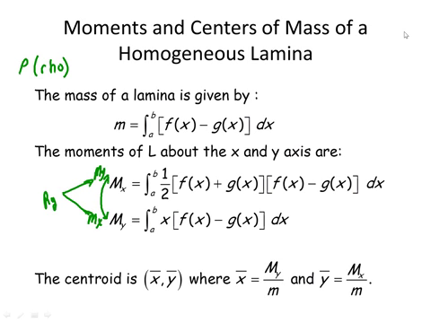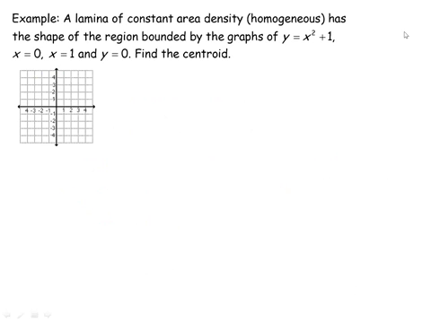Any questions? Let's try it. All right, so you have a lamina of a constant area density, which means the rho is going to cancel out. Anytime it says constant area density or homogeneous, rho is going to cancel out. Density does not matter. It has the shape of the region bounded by the graph of y equals x squared plus 1, x equals 0, x equals 1, and y equals 0.